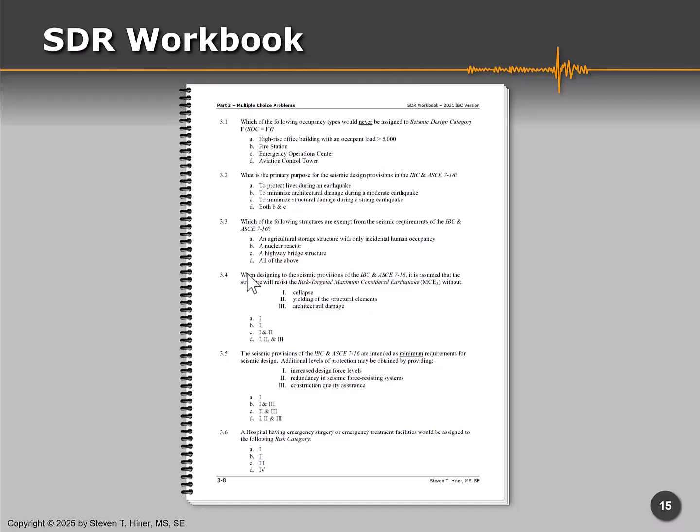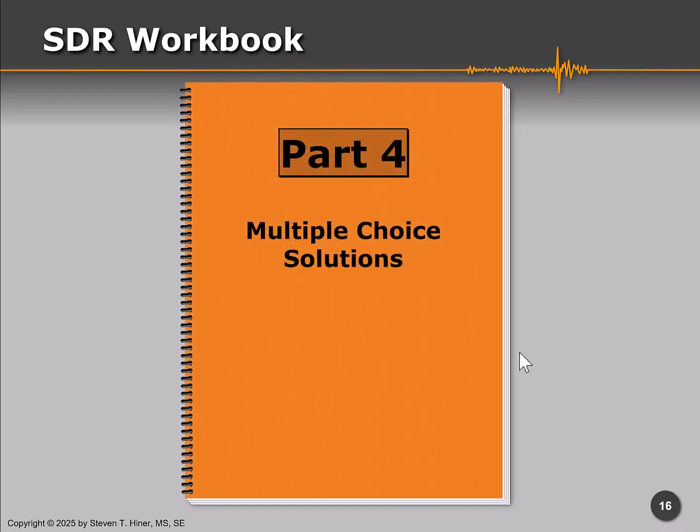So this one references here, I'm showing you page 3-8, and it's problem 3.1 through 3.6. So there's 7 pages that cover multiple choice problems for chapter 1 and chapter 2. Anytime you see a multiple choice number 3 point something, that's going to be applicable to chapter 3. Questions that start with 4 point, that'll be chapter 4, and so on. Part 4 is the multiple choice solutions.